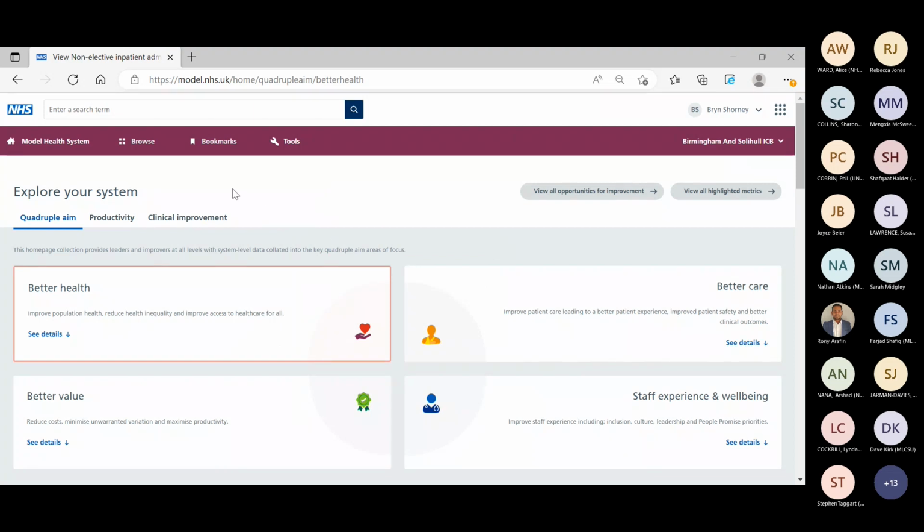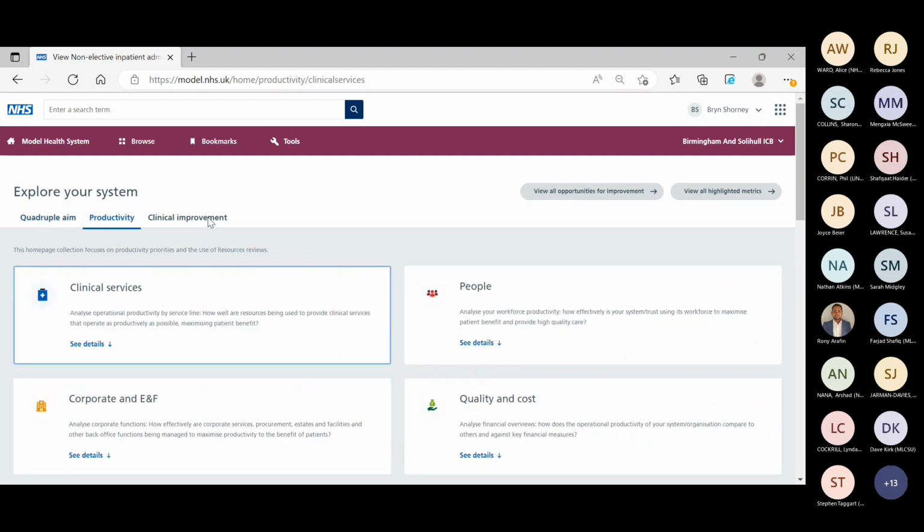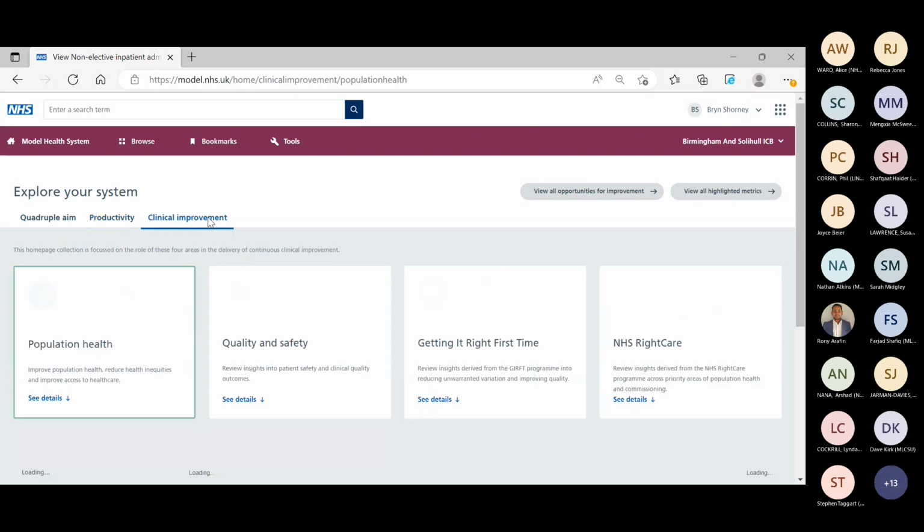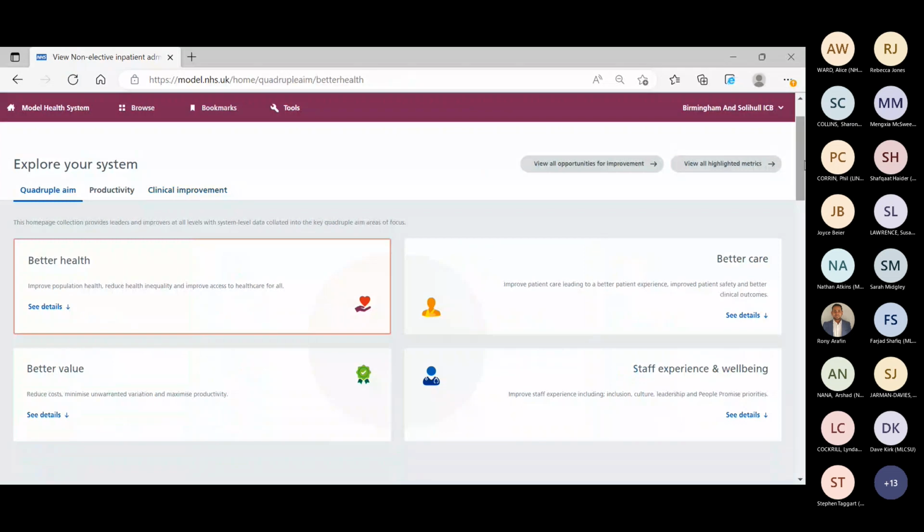The landing page for this, as I say, has these 3 tabs. There's the quadruple aim, a productivity tab, and the... so yeah, it will just depend what you're most interested in. But for example, if you want to look at the quadruple aim view, then that's broken down into 4 sections.